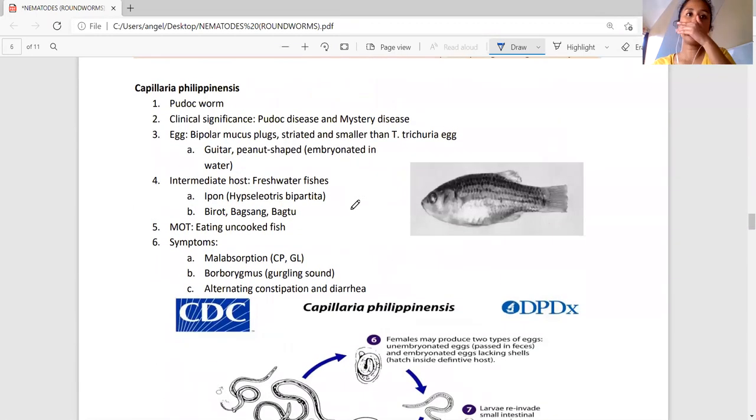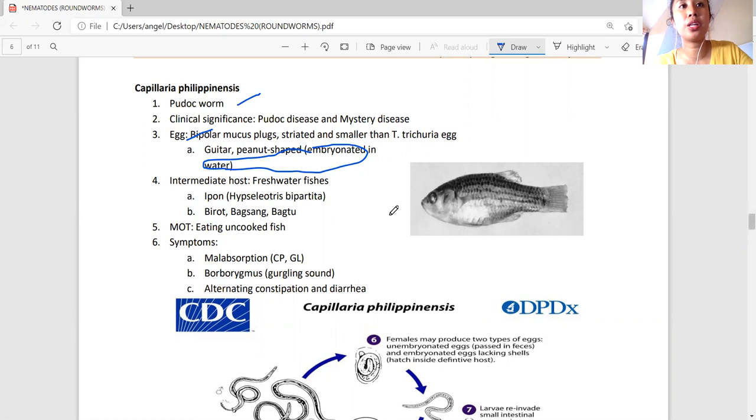Okay, now we are at Capillaria philippinensis, the pudoc worm. It causes pudoc disease or mystery disease. Same thing, Capillaria has bipolar plugs, but it's smaller, peanut-shaped. And class, what's unique about it is that it is embryonated in water. Ascaris and Strongyloides are in soil, while Capillaria is in water.